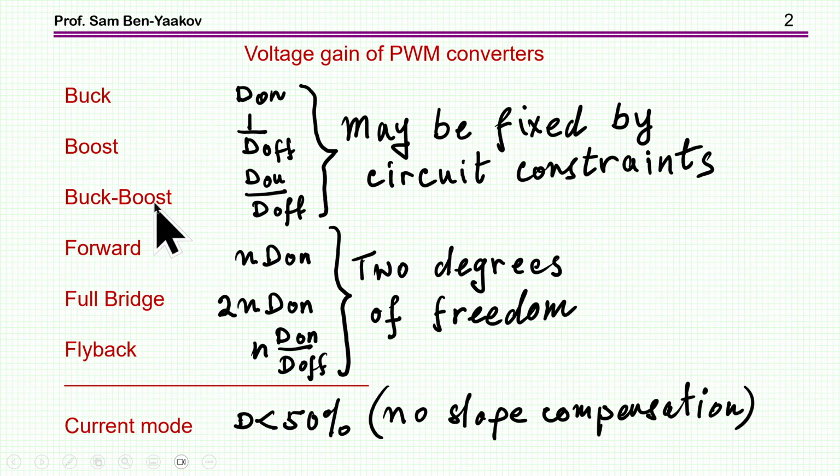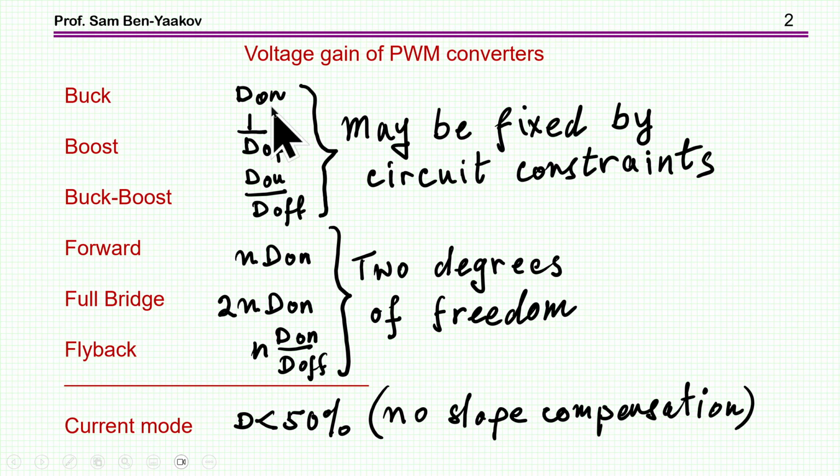Now we see that they are a function of the duty cycle. For the buck we have D on, V out over V in; boost is 1 over D off, etc. And then we have the flyback. This expression is for CCM, continuous current mode. Discontinuous current mode will be dealt with later on. So we see that the transfer function is a function of the duty cycle.